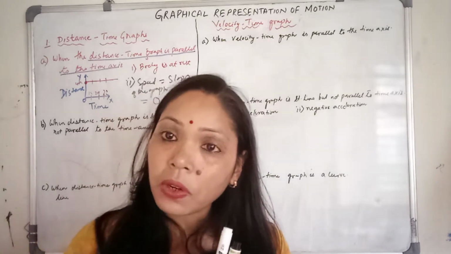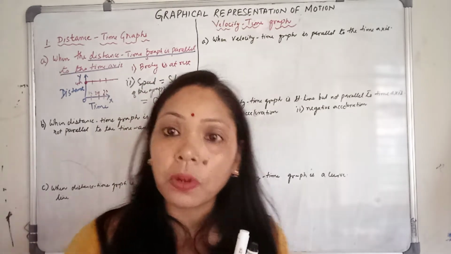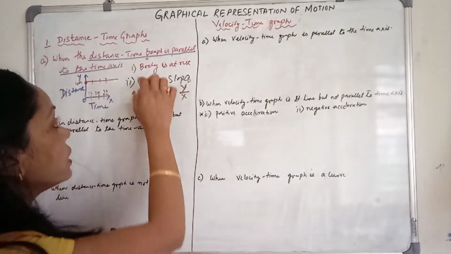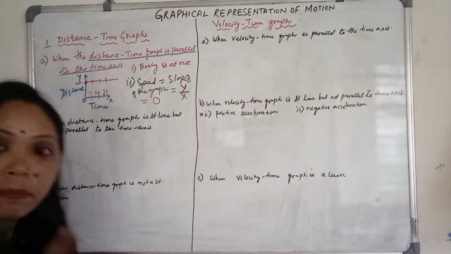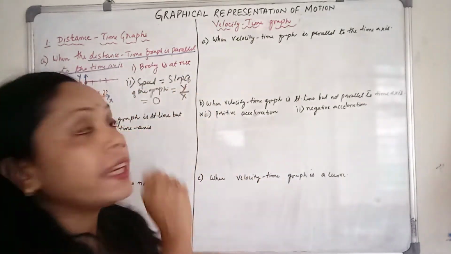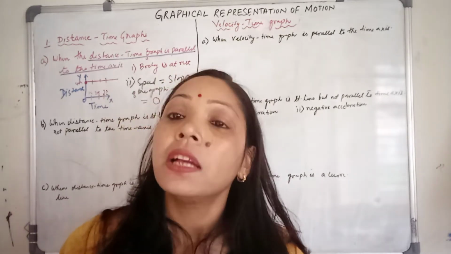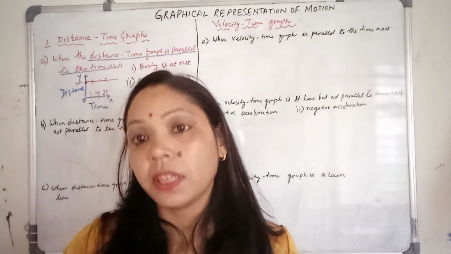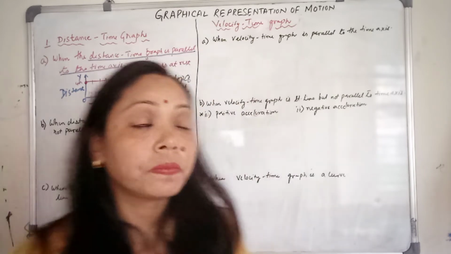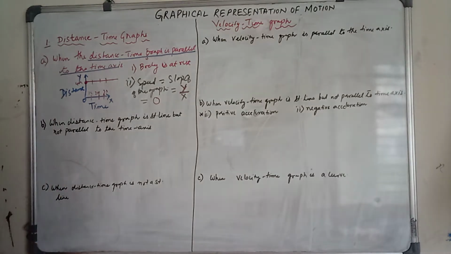Slope is 0. It means speed is 0. Number one, if the line is parallel to the time axis, then the body is at rest and the slope is 0. Slope is 0 means speed is 0. Why? Because the body is at rest. So, we have done the first part. Now, see the second part.